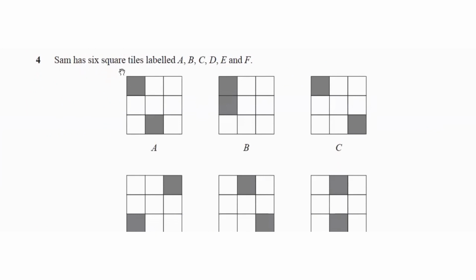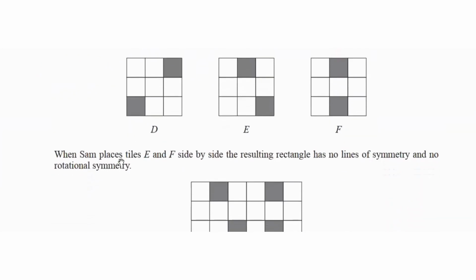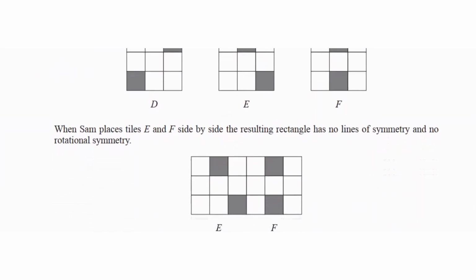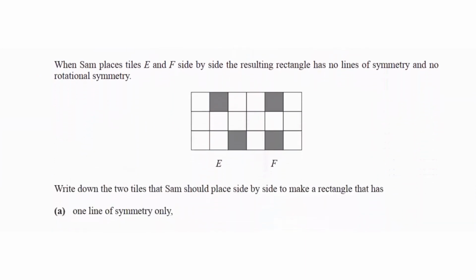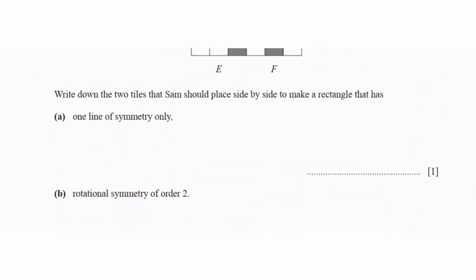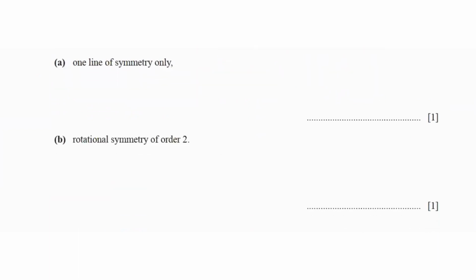Question 4 says Sam has 6 square tiles labeled A, B, C, D, E, and F. When Sam places tiles E and F side by side, the resulting rectangle has no lines of symmetry and no rotational symmetry. Write down the two tiles that Sam should place side by side to make a rectangle that has one line of symmetry and rotational symmetry of order 2.